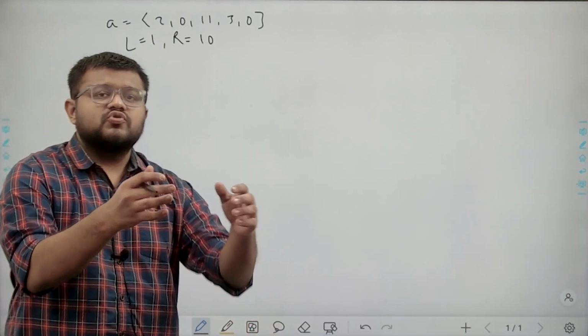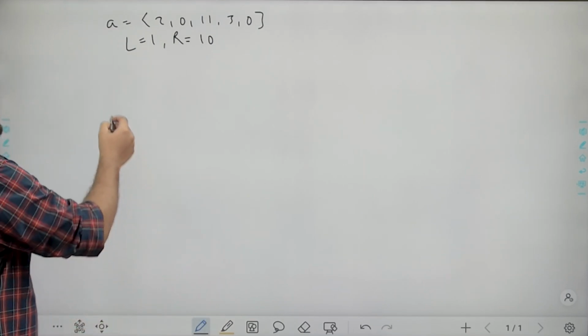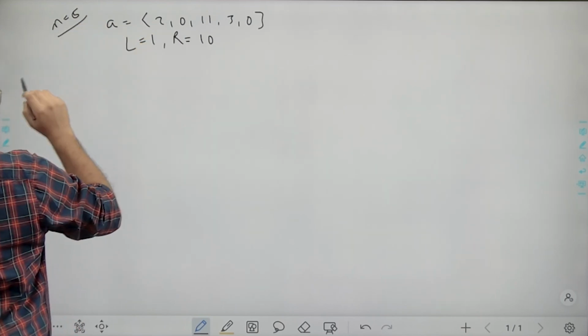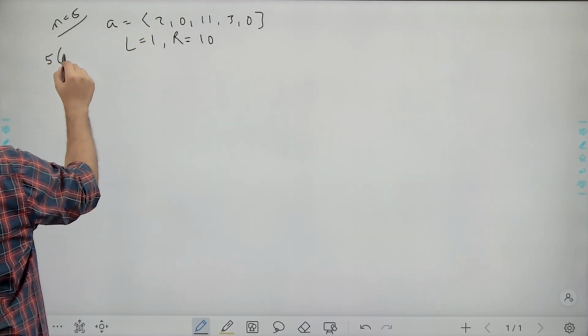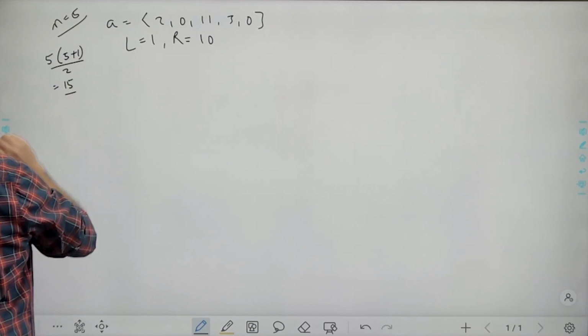So if we think about solving this problem, here we need to tell the number of subarrays. Let's say there are n elements in the array. Let's say for this example n equals 5. So what is the total number of subarrays? The total number of subarrays is n into n plus 1 divided by 2. So in this case it would be 15.